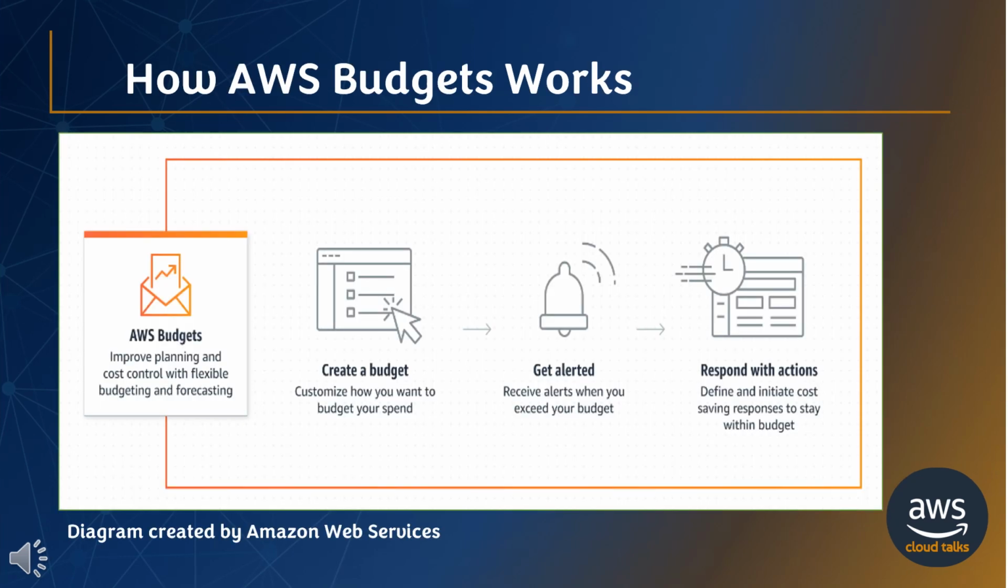Excellent. Now let's see how AWS Budgets works in an application environment. With AWS Budgets, you can set custom budgets to track your costs and usage. It sends you alerts by email or SNS notifications if you exceed your threshold, and you can respond quickly.